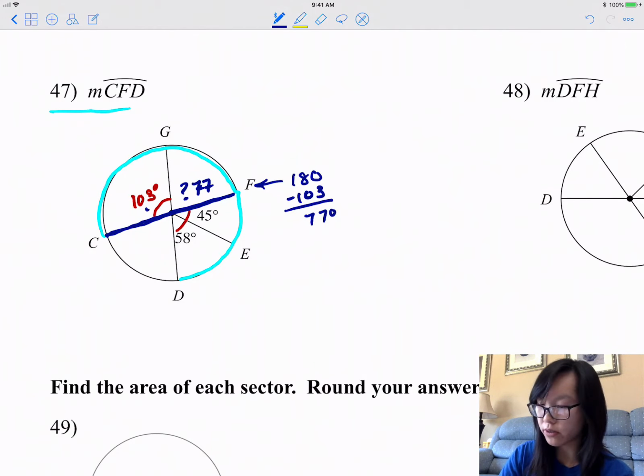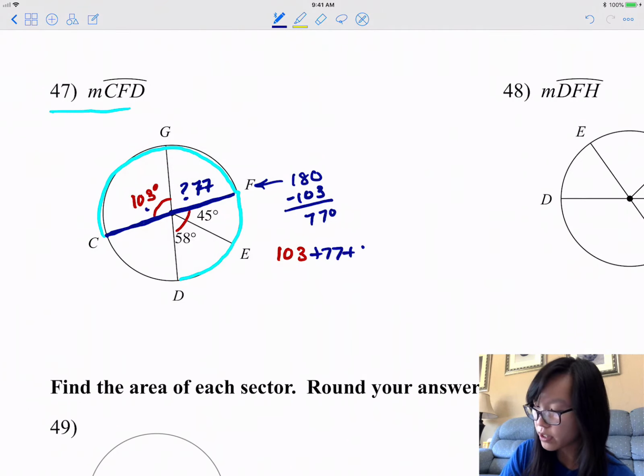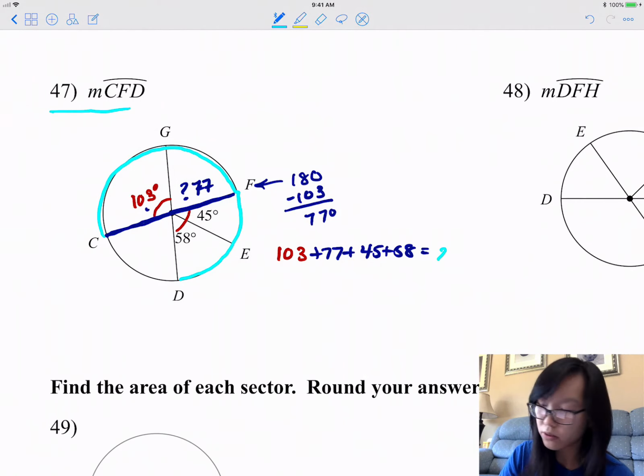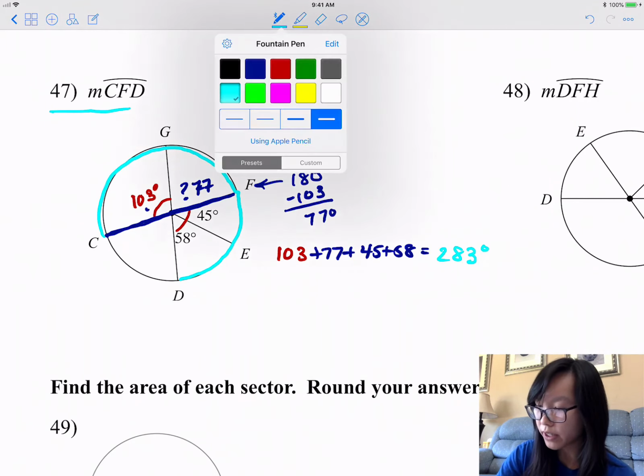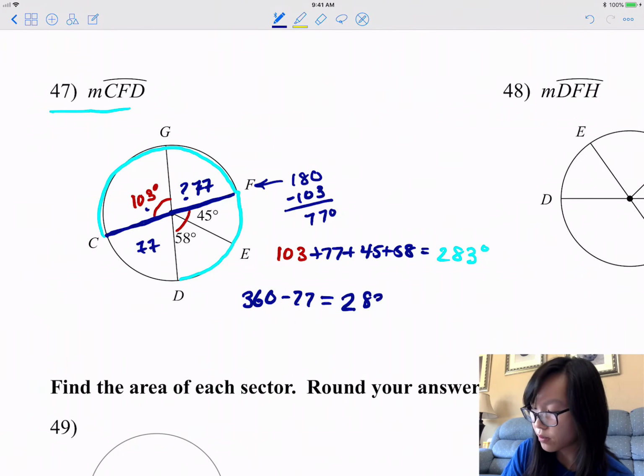Notice you're not quite done because you've found all the small parts, and now you just have to add them all together. And you can do 103 plus the 77 you found, plus the 45 plus the 58 that you were given. And that's your entire length around C, and then F, and then D, and you should get 283 degrees. You can also do it where you find this, which is 77 as well, and then you can basically subtract it from 360. So you can also do this, and you should still get 283 as well. So either way works.